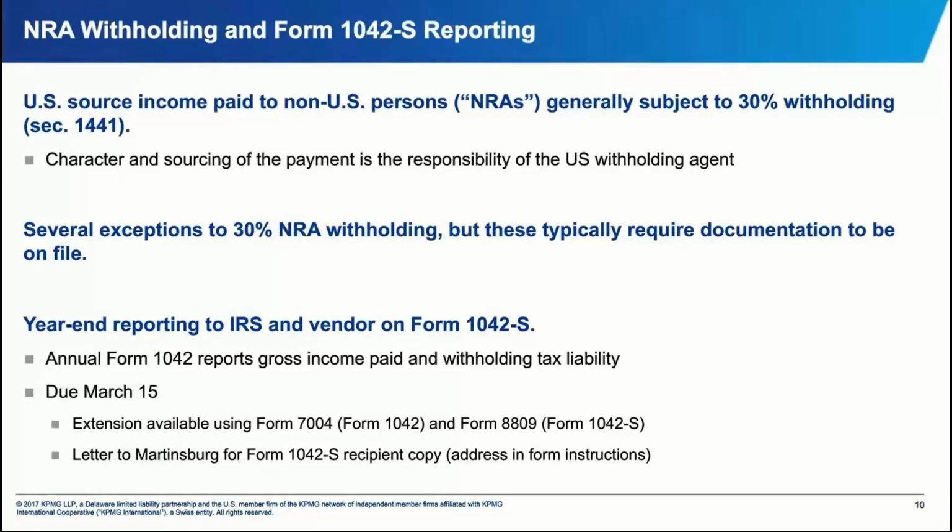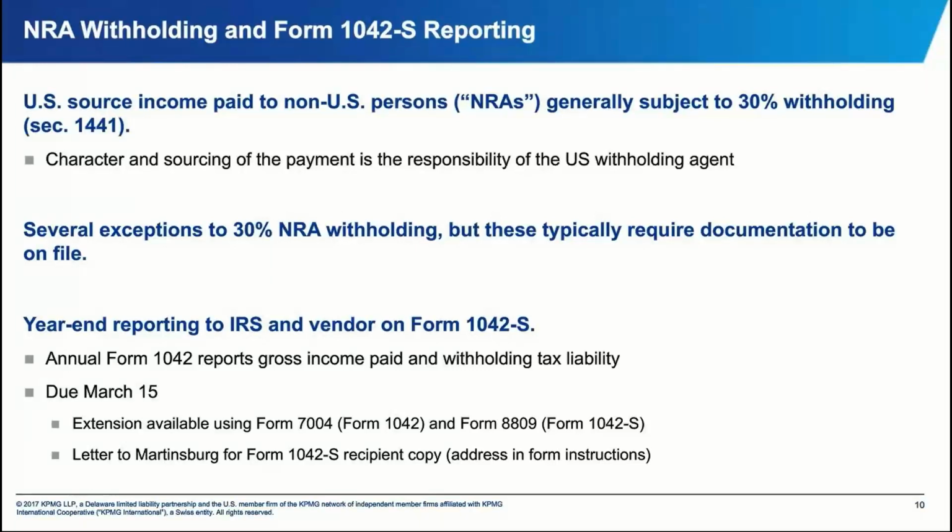The year-end reporting, the Form 1042, is the tax return where you're reporting these payments and the tax withheld. The due date for that form is March 15th. It can be extended automatically for 6 months by filing Form 7004. The information returns, the Forms 1042-S, one copy goes to the IRS, one copy goes to the recipient, just like the 1099. Again, that due date is March 15th.